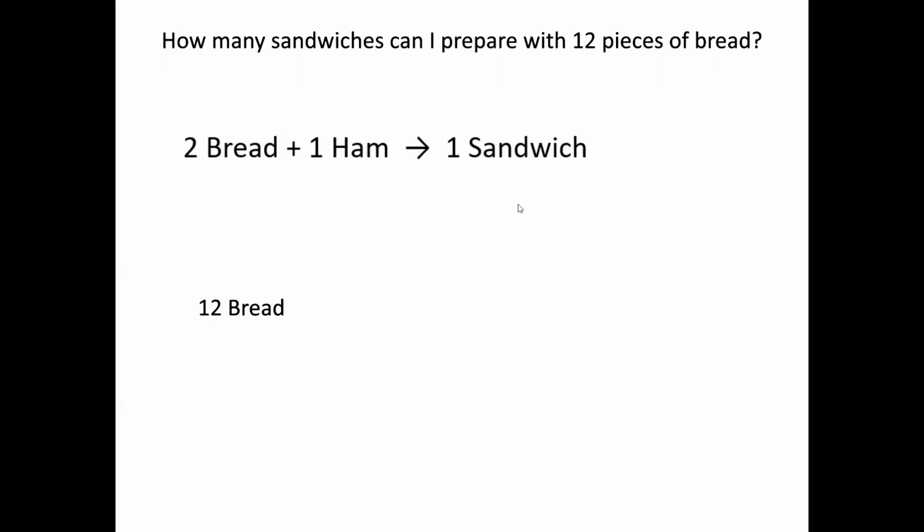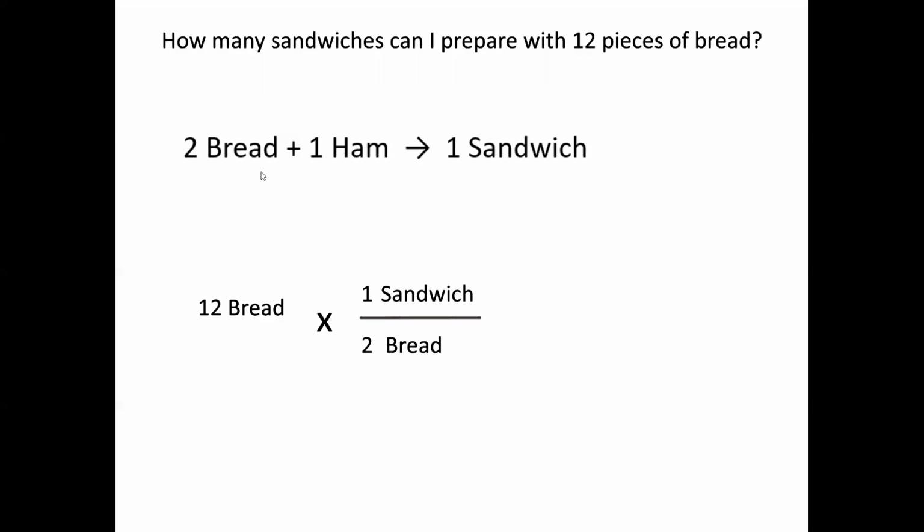So if we have 12 bread, and we know that our ratio is how many sandwiches and then how much bread. This is how we're setting up the problem so that we can cancel out bread in each location and just get sandwich. So this should look a little familiar. And we're just pulling the numbers from where they're coming from in our chemical equation here.